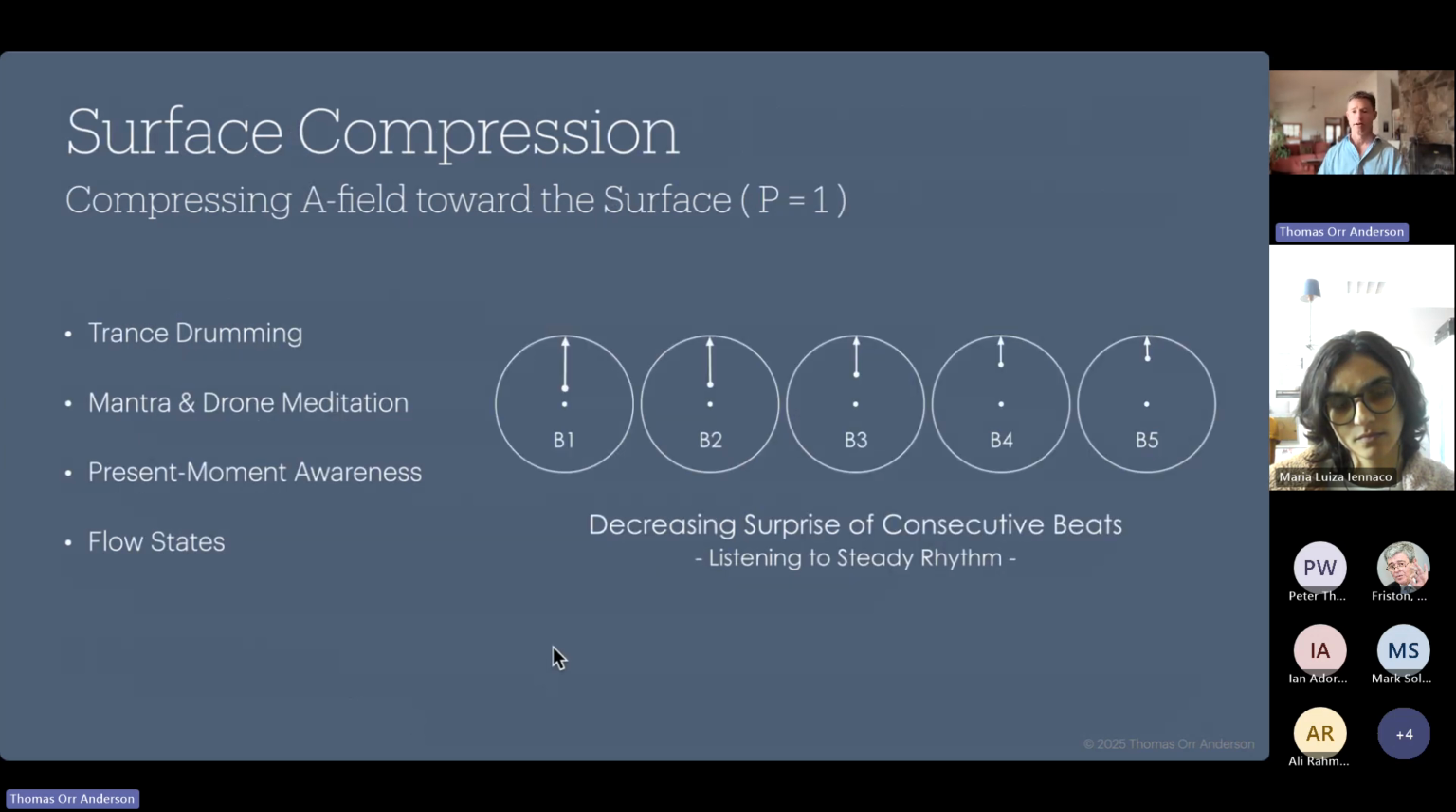So here's where we get into some of the ways I've utilized this already a great deal in my own life and practice, and also taught it to many students who have utilized it. For example, a great many different practices when framed in attention field theory follow a very simple flow that I call surface compression, where the attention is essentially compressed toward the p=1 surface.